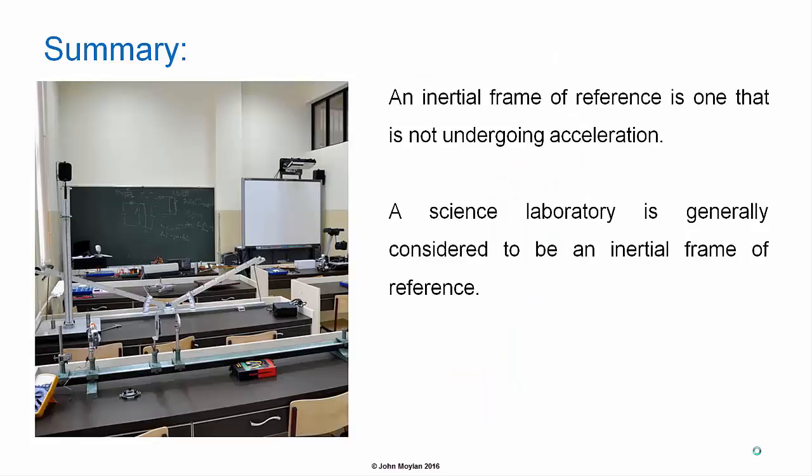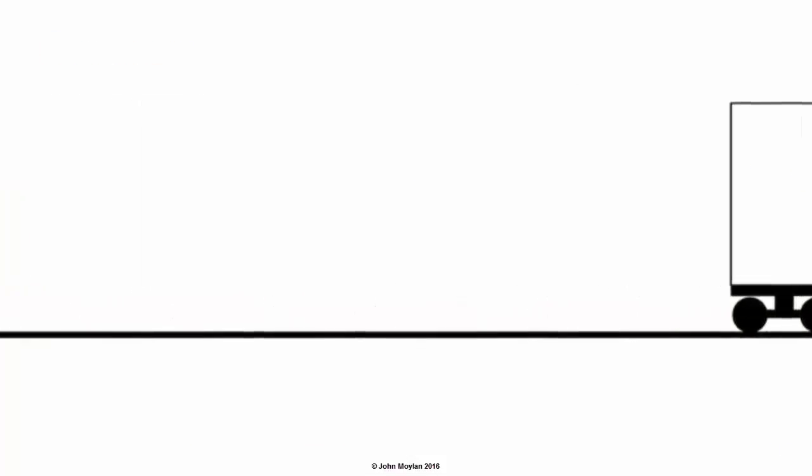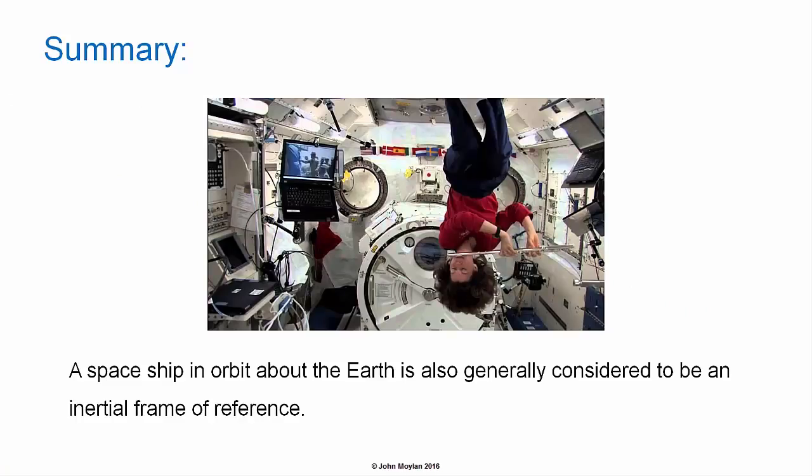Summary. An inertial frame of reference is one that is not undergoing acceleration. A science laboratory in a school is generally considered to be an inertial frame of reference, as is a train carriage moving along a perfectly straight and level track with uniform velocity. A spaceship in orbit about the Earth is also generally considered to be an inertial frame of reference.